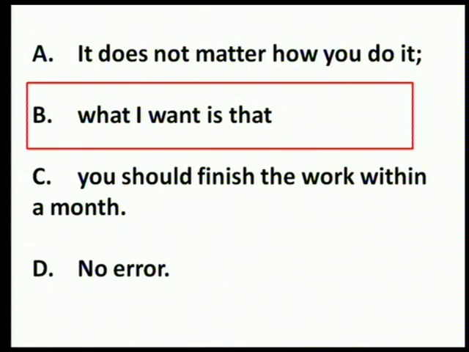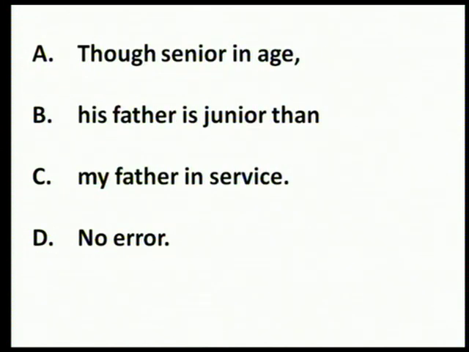B is where the issue is, because you don't need another that here. Got it? So it should be: it does not matter how you do it. What I want is you should finish the work within a month. This that is a redundant word. This is not needed at all. That is why B is the sentence stem where there is a mistake.